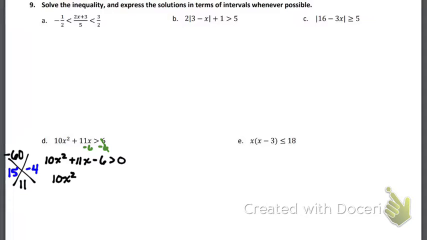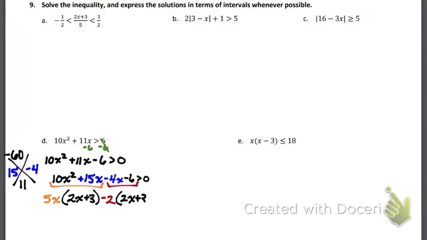So I'm going to use my grouping. You're welcome to use an area model, a box. So when I make my groups here, I've got 5x that I can take out. That would leave me 2x plus 3. Almost forgot my 2. And from the second group, I can take a -2 out here. That would leave me 2x plus 3. So I have 5x minus 2 and 2x plus 3.